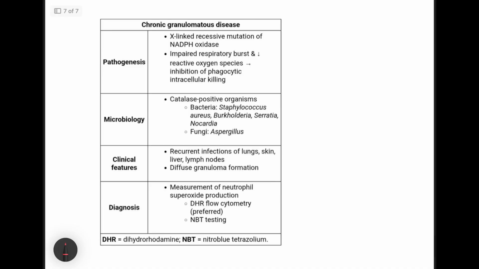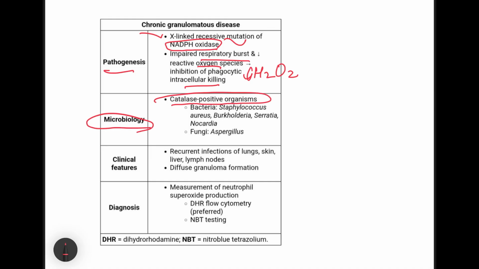Here is CGD. First, the pathogenesis is an X-linked recessive mutation of NADPH oxidase. It impairs the respiratory burst and decreases reactive oxygen species, due to a decrease in hydrogen peroxide, and causes inhibition of phagocytic intracellular killing. So, this patient is most prone to catalase positive organisms. In bacteria, these are Staphylococcus aureus, Burkholderia and Serratia, and Nocardia. In fungi, it is Aspergillus.